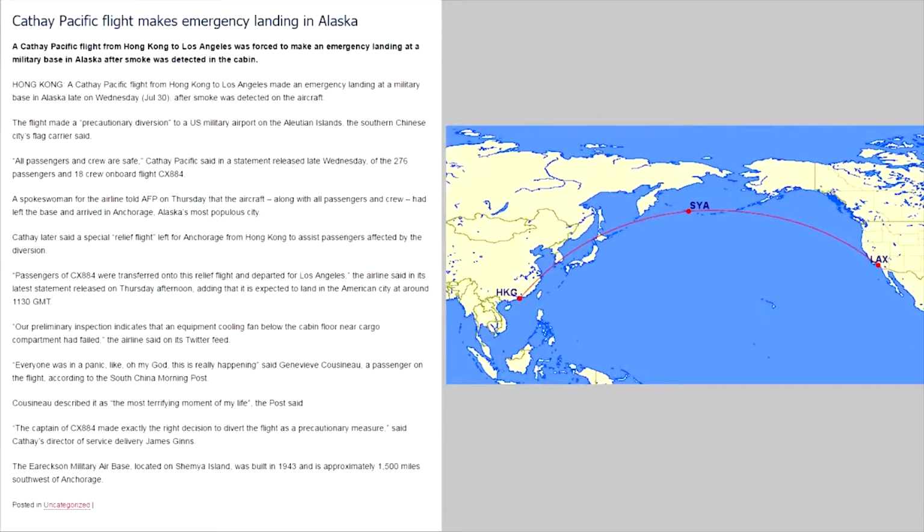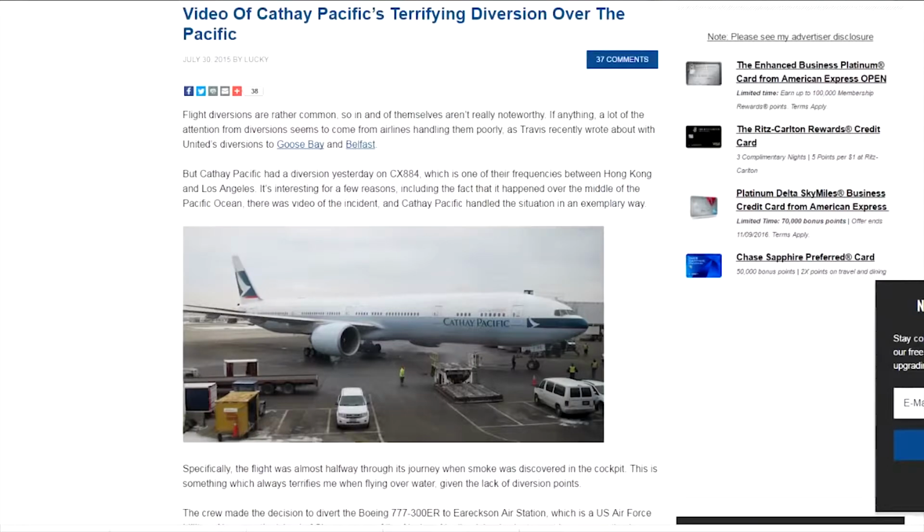Perspective here. What you're looking at is the emergency landing of a Cathay Pacific flight from Hong Kong to LAX. It was on July the 30th, and the Cathay Pacific flight had to make an emergency landing in the Aleutian Islands on Shemya Island, and it landed at a military base. Now this flight, very similar to the other one, a baby was born on the plane. The issue's the same.